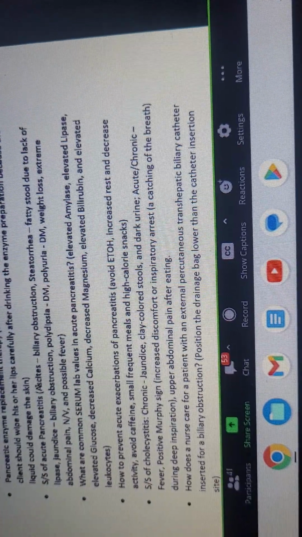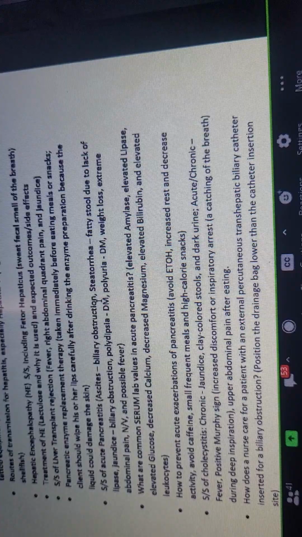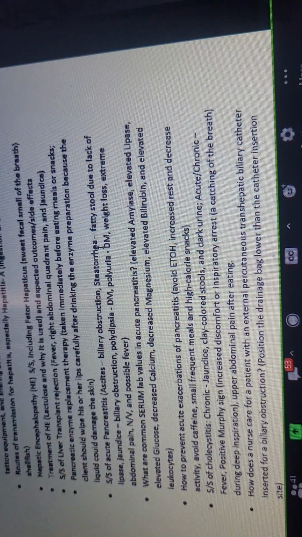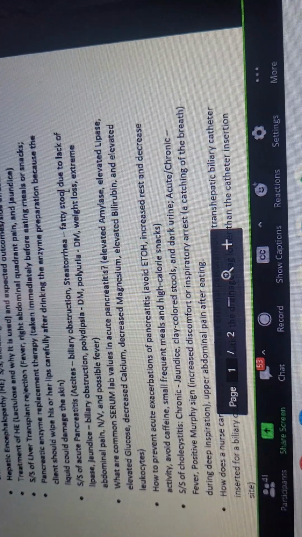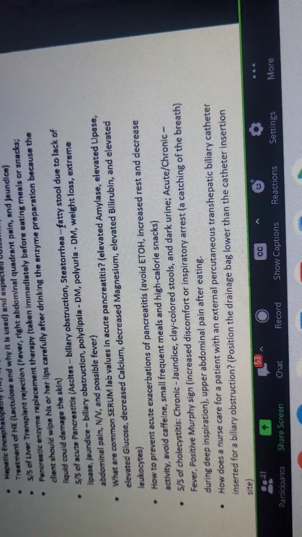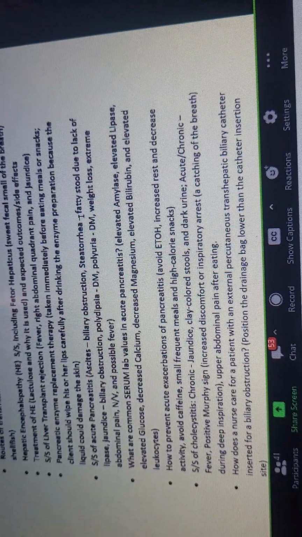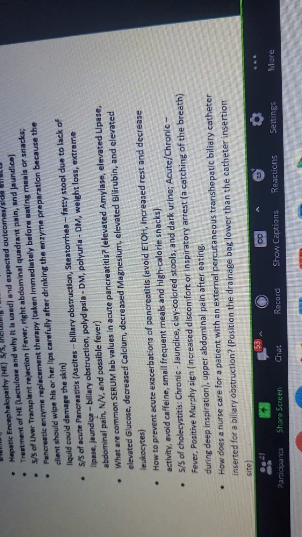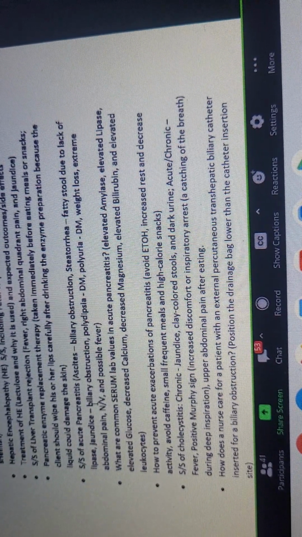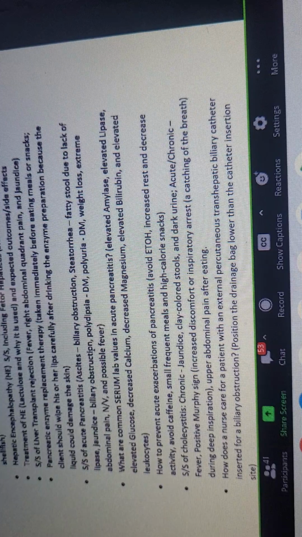Okay, some signs and symptoms of pancreatitis. Ascites occurs because of biliary obstruction. Steatorrhea is known as fatty stools due to lack of lipase. The pancreas is not able to produce lipase, so therefore your stool becomes very fatty and may also be yellow in color, right? Jaundice in general usually occurs because of biliary obstruction.